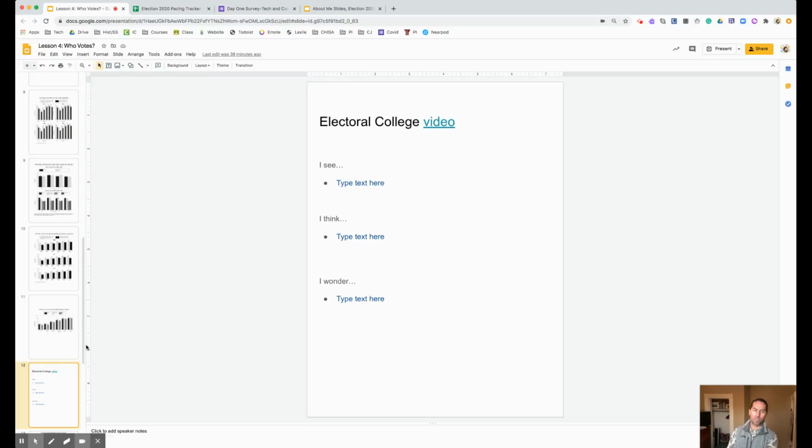The way this works is, I see is anything you observe, anything you notice. The I think is where you make sense of what you see. So it's your opportunity to explain what you think about it, add your opinion, maybe take a guess as to why you think what you saw occurred in the video.